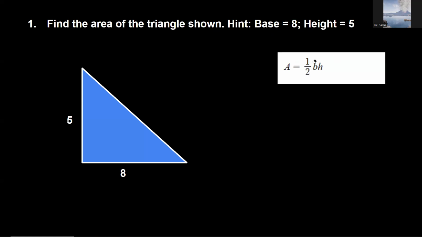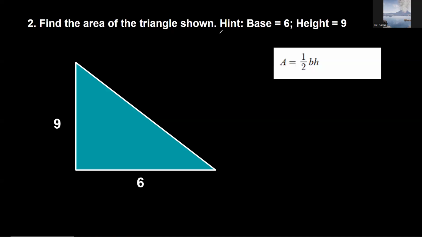So remember, area equals 1/2 times the base times the height. Okay, now let's move on to the next problem. On this one, we have to do the same thing. Find the area of the triangle shown. The hint here: the base is equal to 6. The height is equal to 9. So here, remember to use the formula.